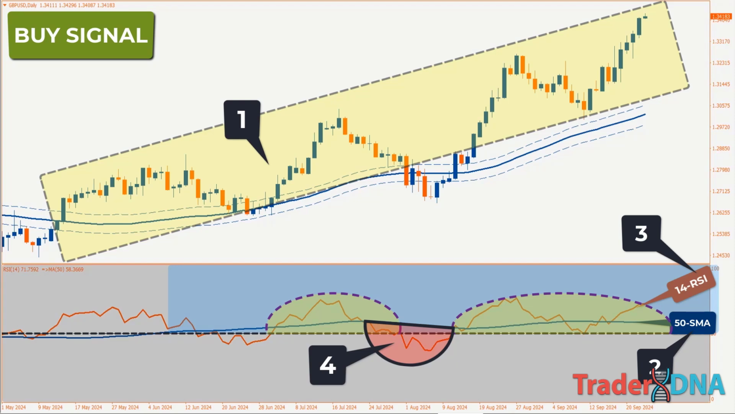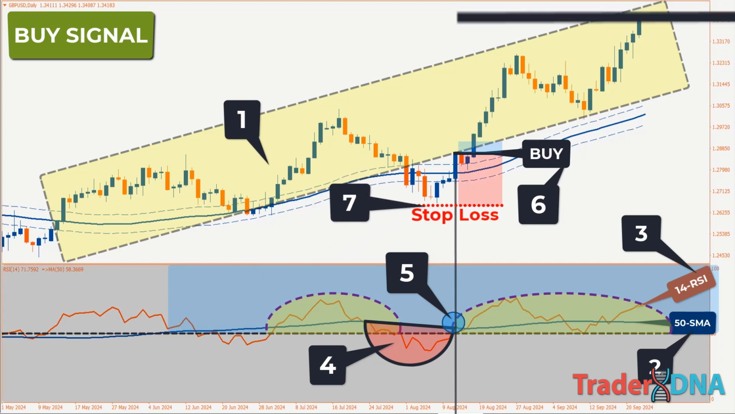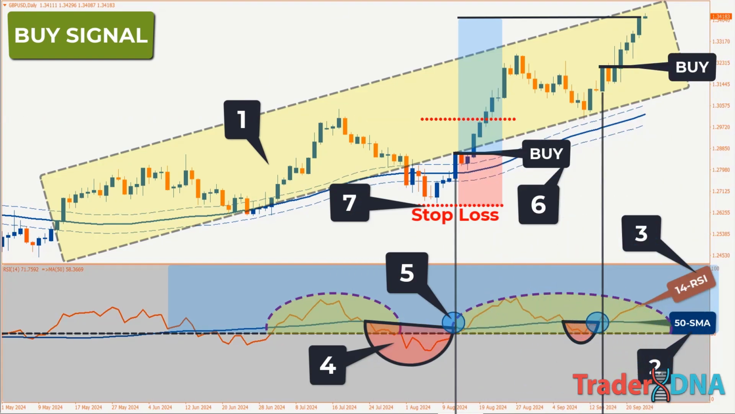Fifth, the 14 period RSI then rises again, crossing above the 50 period simple moving average. This signals that the bullish trend is continuing, and it's time to enter the market. Sixth, open a buy position on the next candle. Seventh, set a stop loss at the nearest swing low. As you can see, after we opened a buy position, the price continued to rise smoothly, giving us a great profit.